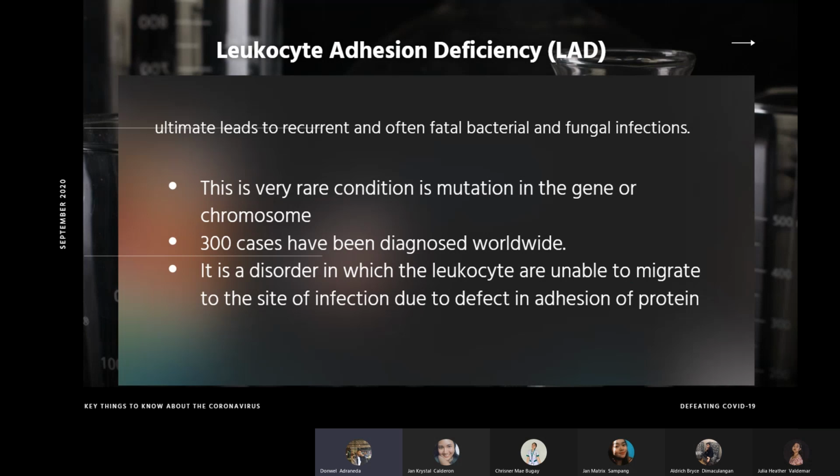So meaning to say, yung trabaho ng leukocyte natin to fight infection and other disease ay wala. So meaning hindi nagpapangsyon. Next slide please.